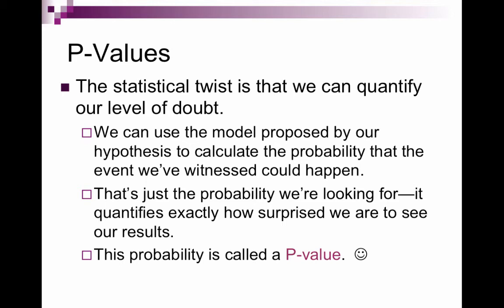It quantifies exactly how surprised we are to see our results. This probability is called a p-value. So again, we calculate the p-value, which is a percentage, to find the probability that our sample would occur given our null hypothesis is true.